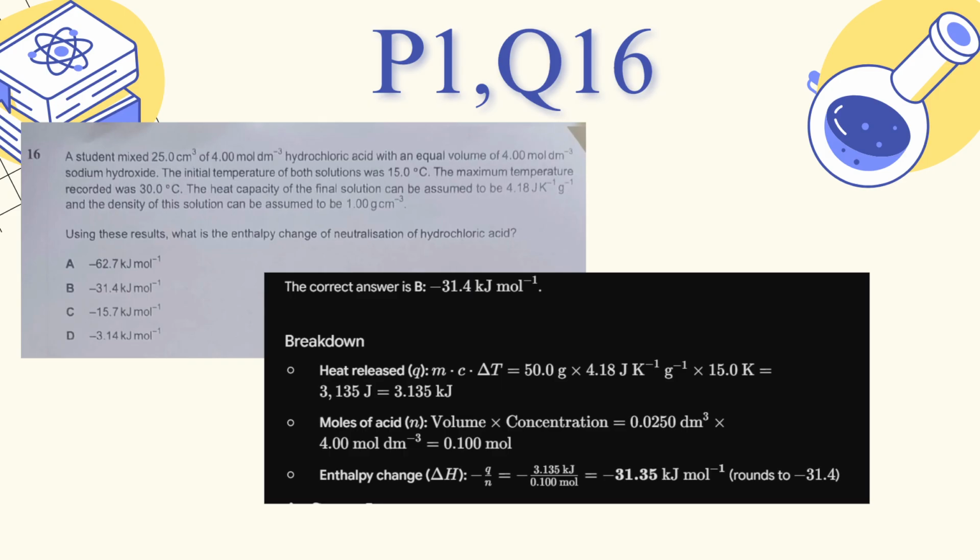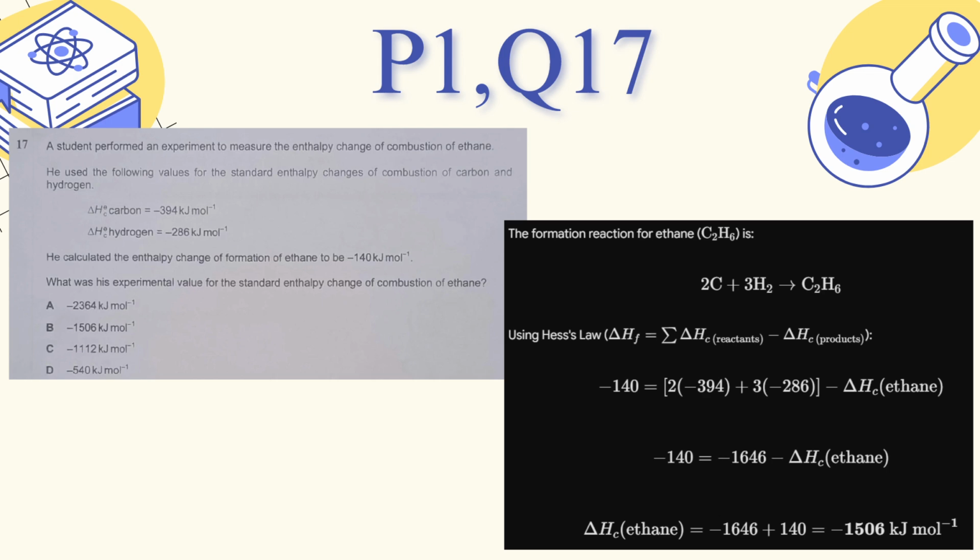And then finally we calculate the enthalpy change by minus q divided by n, which equals minus 31.35 kilojoules per mole. So the correct answer is B. Yes, B, if we round the number to minus 31.4. Question number 17.